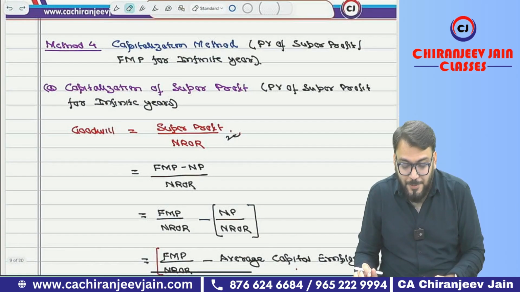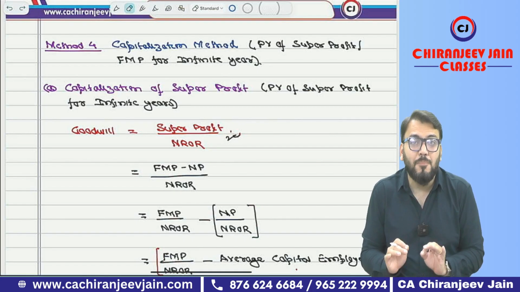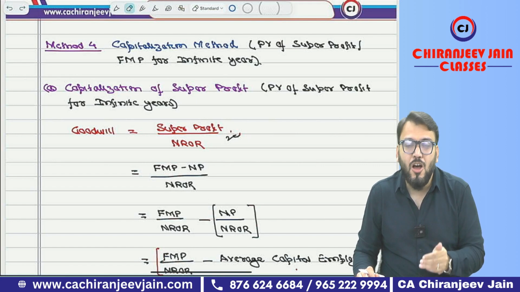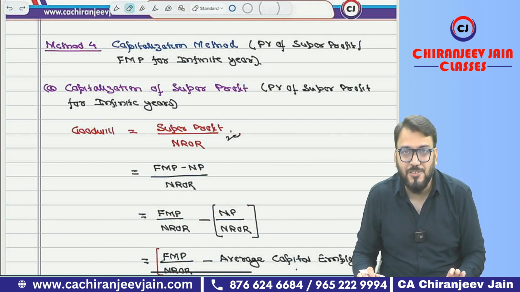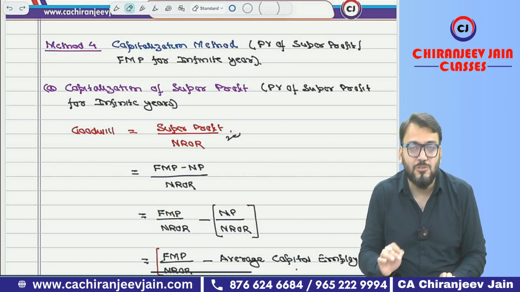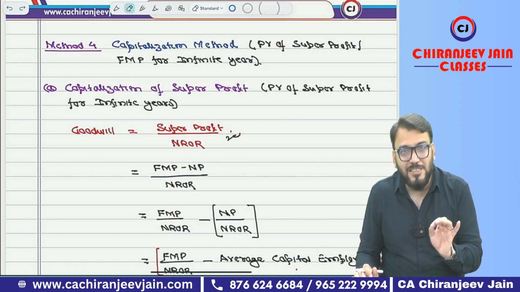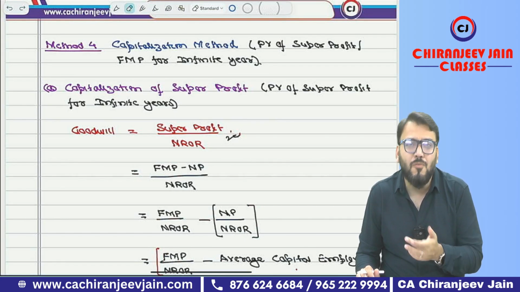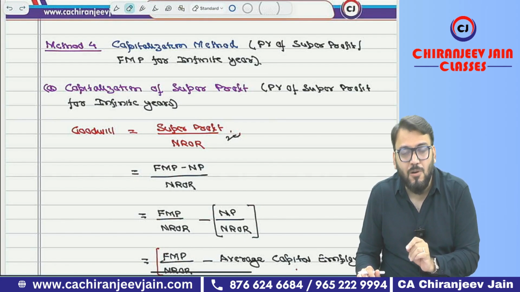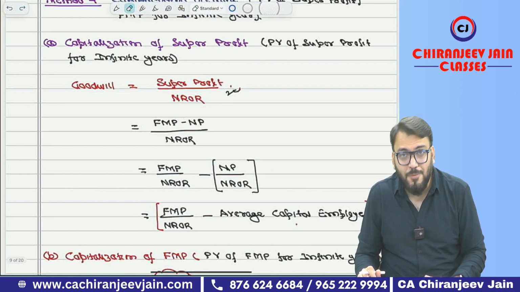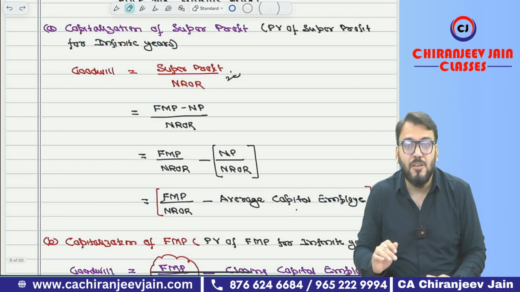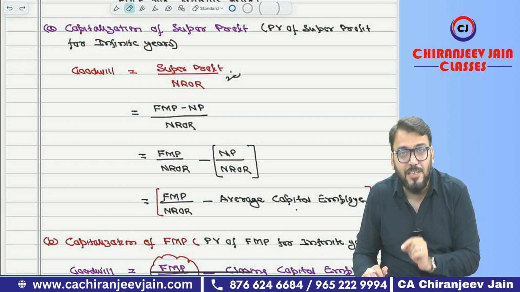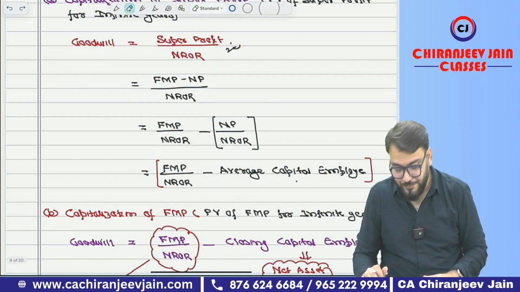Then the last method was capitalization method. It will be used only when number of years purchase is not given. Got this point? It can be capitalization of super profit or capitalization of FMP as per the information given in the question. If question is silent, we'll use capitalization of super profit. So in that case, goodwill is equal to super profit divided by NROR, normal rate of return, or what we can do, FMP divided by NROR minus average capital employed. However, in case of capitalization of FMP, the formula to calculate goodwill will be equal to FMP divided by NROR, means normal rate of return, minus closing capital employed.